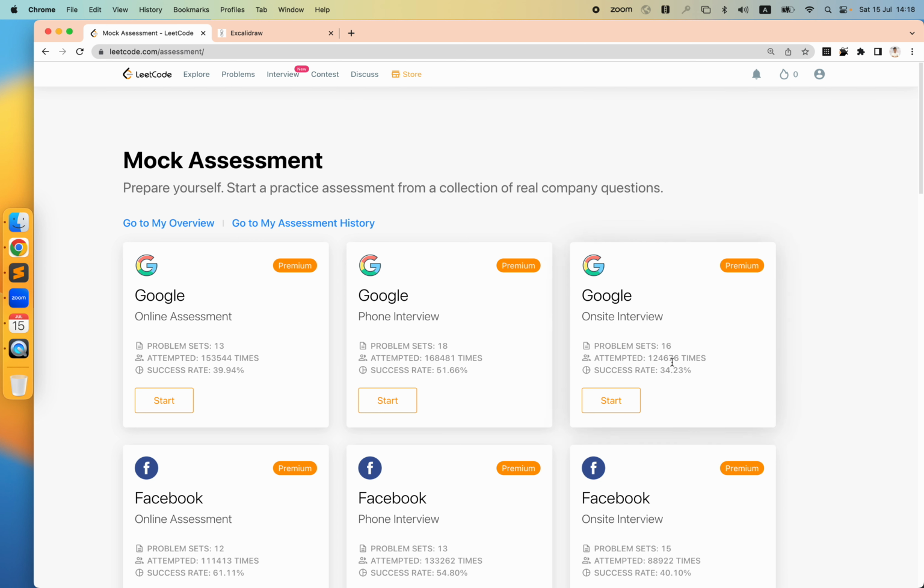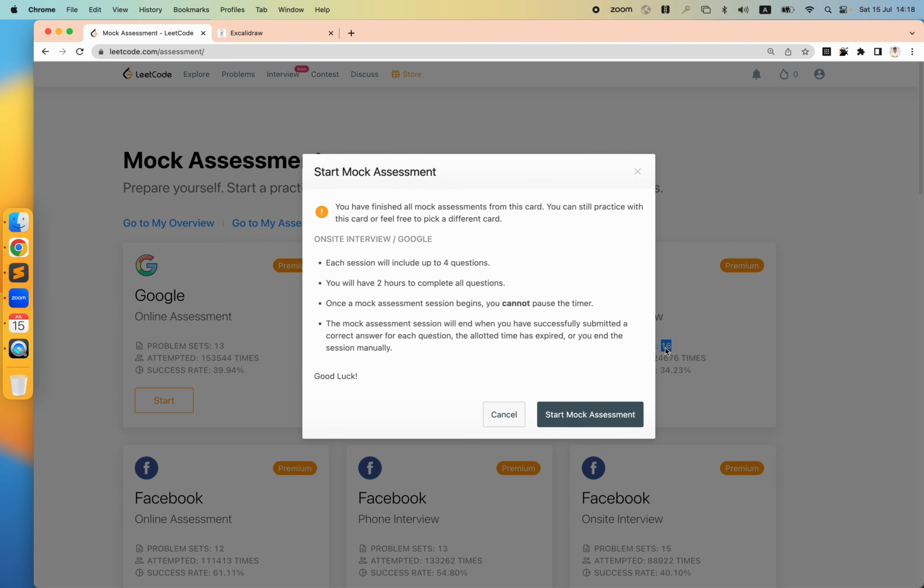So when I click the start button here with the mock assessment feature, it will randomly pick one problem among the existing problem set.